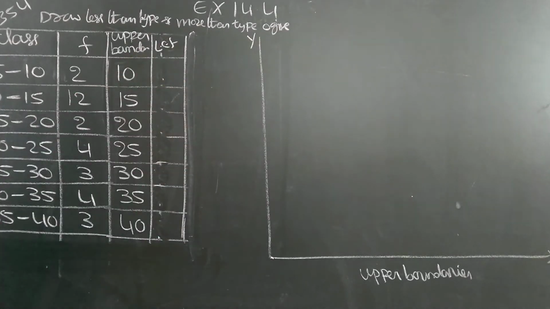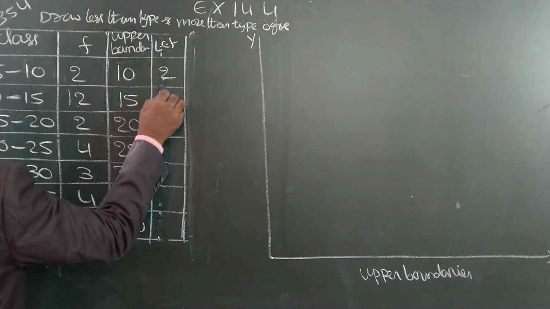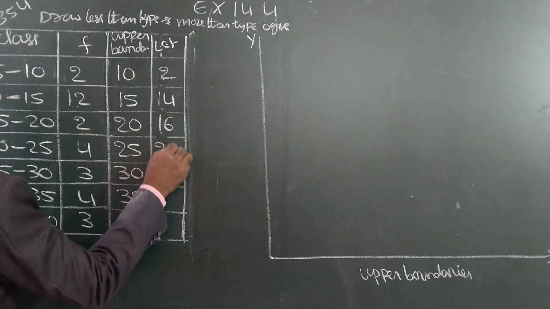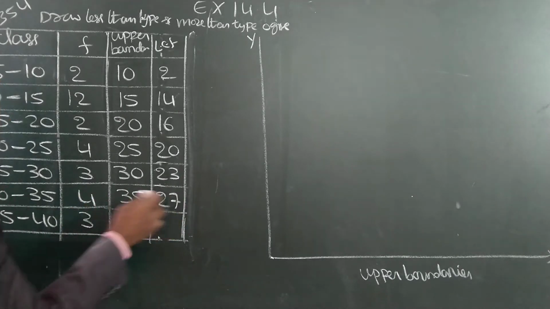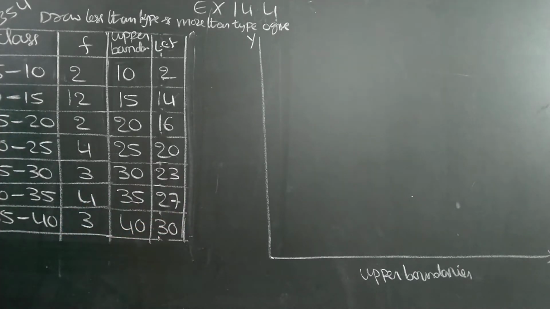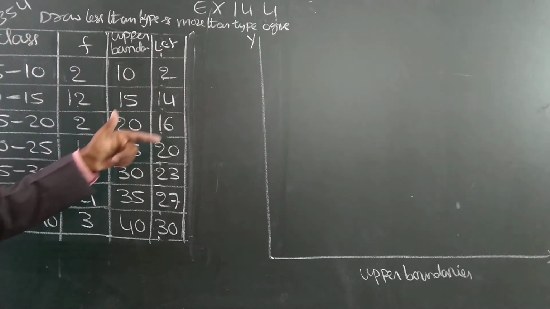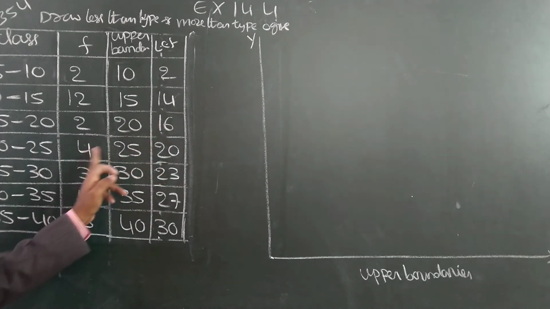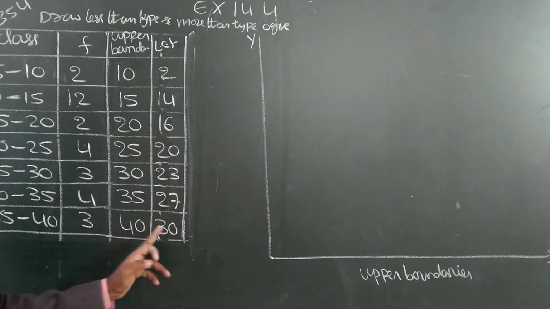Less than cumulative frequency means adding the frequencies from the top. 2 plus 12 is 14, 14 plus 2 is 16, 16 plus 4 is 20, 20 plus 3 is 23, 23 plus 4 is 27, 27 plus 3 is 30. Adding the frequencies from the top, that is called less than cumulative frequency.